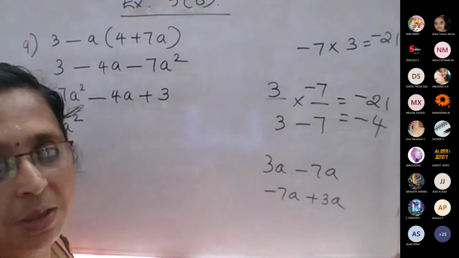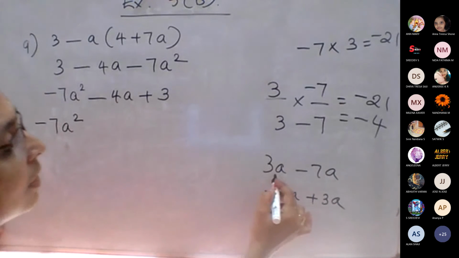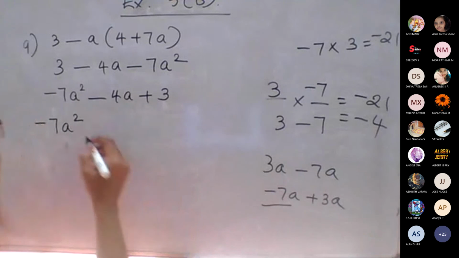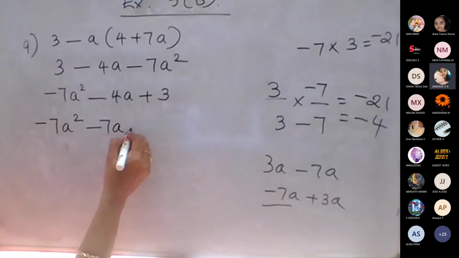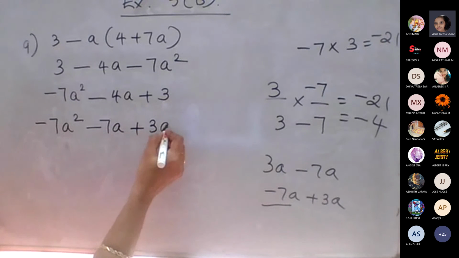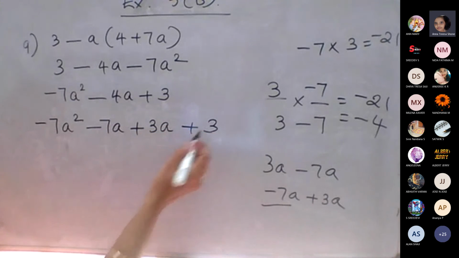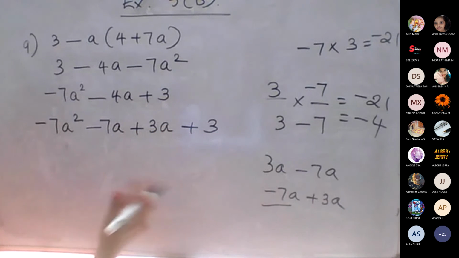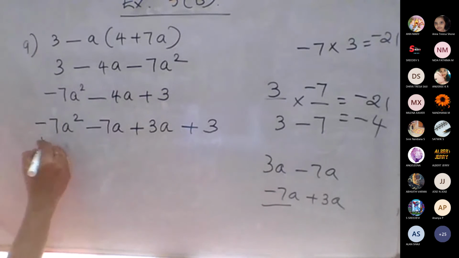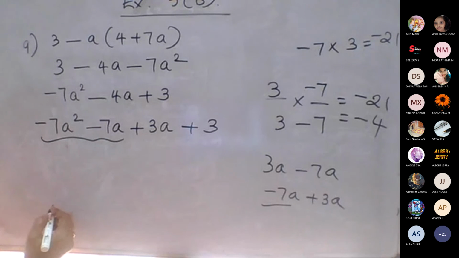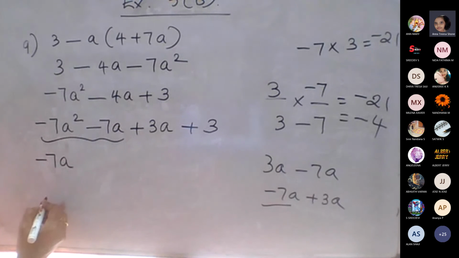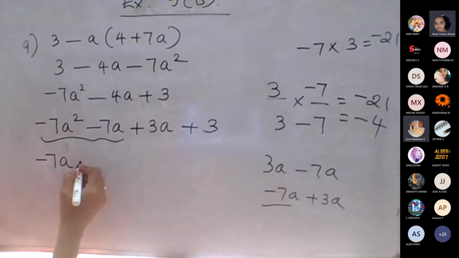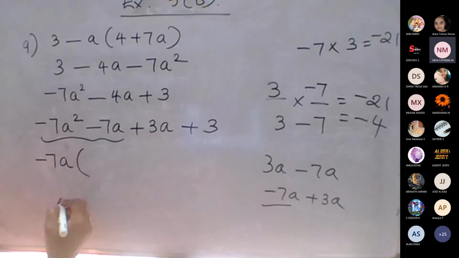To save our time, better take which one? Negative 7a plus 3a. Is it okay now, all of you? Yes. Same numbers together will make it easy for us to do. So negative 7a square minus 7a. Which one is common there? Negative 7. Negative 7a also we can.